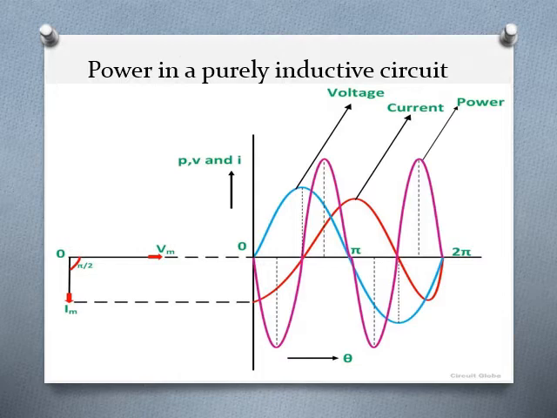a definite phase difference, or you may say that it is out of phase, and the phase difference is exactly 90 degrees. So the current starts after 90 degrees from the voltage curve, reaches its maximum value at 180 degrees or pi and then moves on.